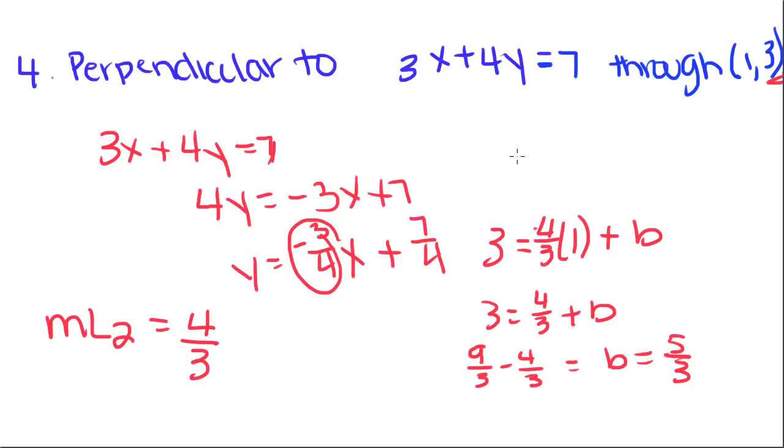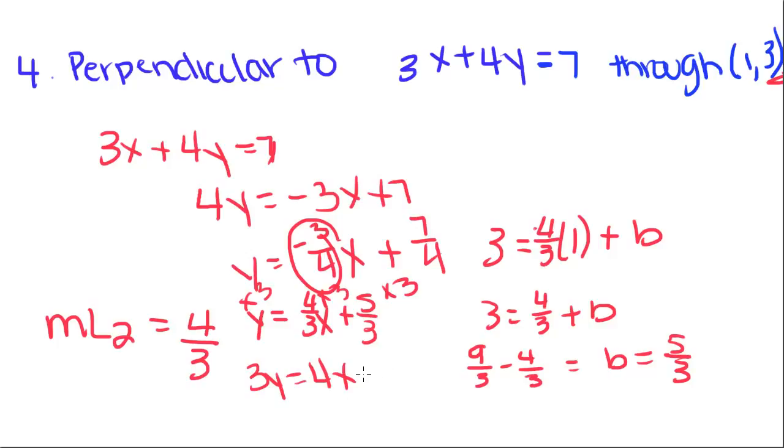Because they gave us their equation in standard form, we're going to write our equation in standard form as well. So our slope-intercept form is y is equal to 4/3 x plus 5/3. So to convert this to standard form, we have to get rid of all the fractions. So we're going to multiply everything by 3. So we'll get 3y is equal to 4x plus 5. We're going to subtract the 4x over and get negative 4x plus 3y is equal to 5.